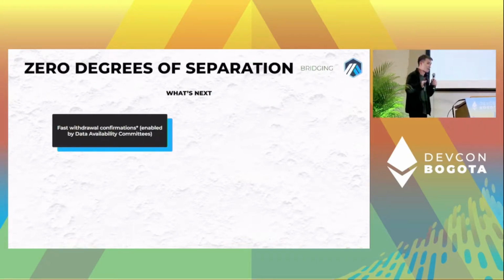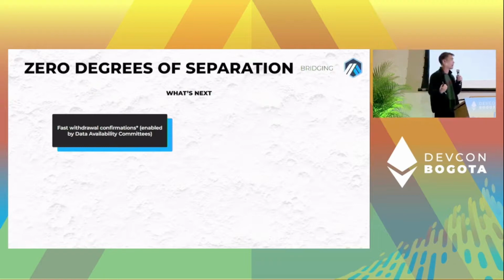One thing that we're exploring is fast withdrawal confirmation. On Arbitrum Nova, we have a data availability committee. We can actually use that system to allow for withdrawals back to L1 to take less than a week, be almost instantaneous. It's not something that's live yet, but something we're thinking about. It'll make this a lot smoother.